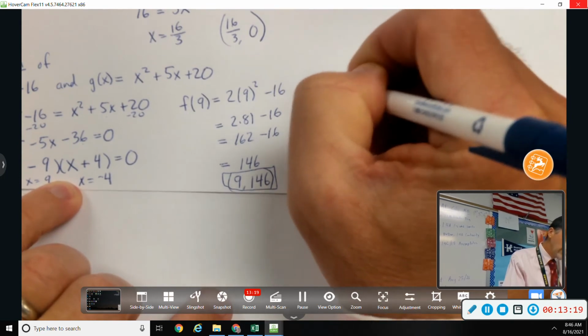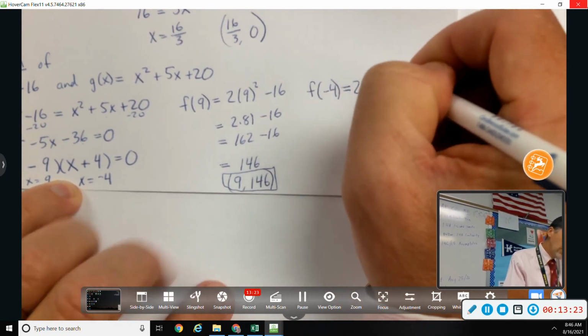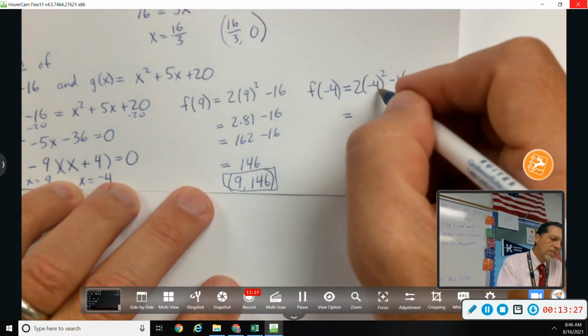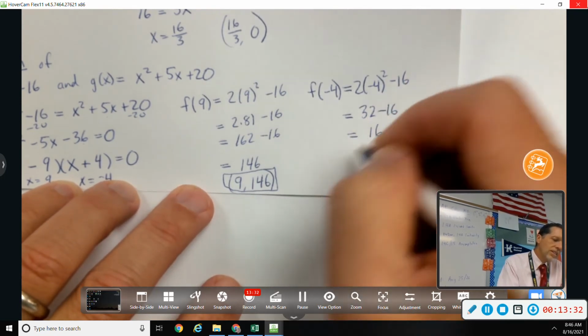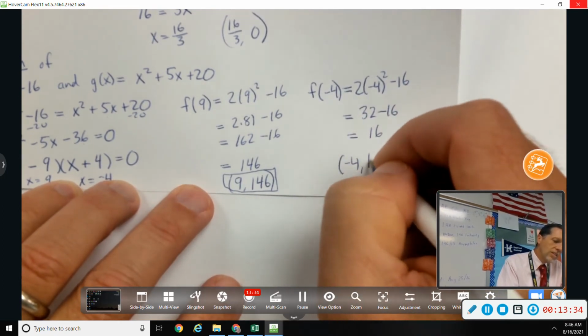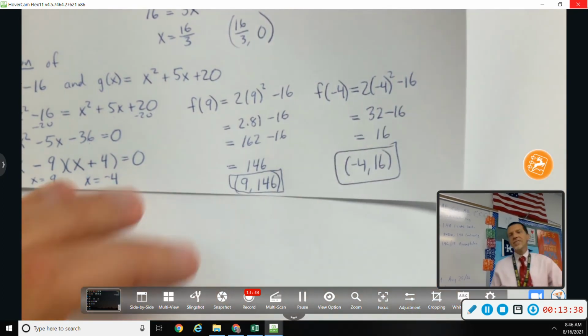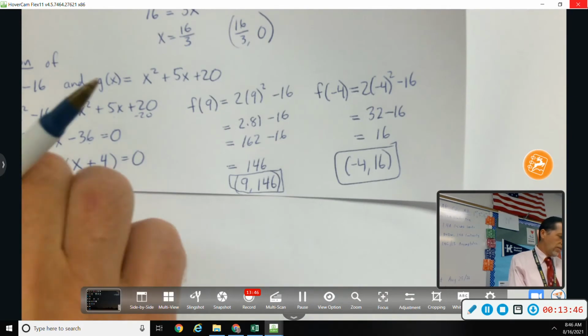Let's find the other one, f of negative 4. This one should be easier. Let's see, 2 times 16, 32 minus 16 is 16. So negative 4, 16. So again, this is algebra review, but it's been a while. I want to make sure we know the words and the processes for finding some of this stuff.